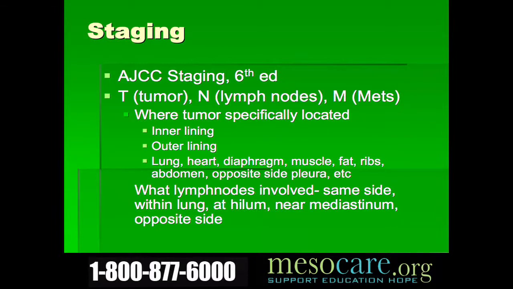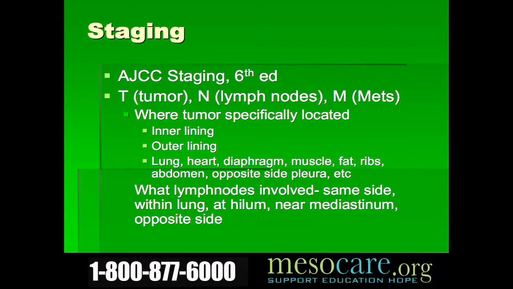In general terms, the T will tell us where the tumor is located, and in mesothelioma, it's important for us to know, is the tumor affecting the inner lining of the lung, the outer lining of the lung? Is it abutting some fissures in the lung? Is it near the heart, the diaphragm? Is it near muscle, fat, ribs, abdomen? Is it on the opposite side of the lung or in the pleura? So it's very important for the surgeons and for the group to know where the disease is.